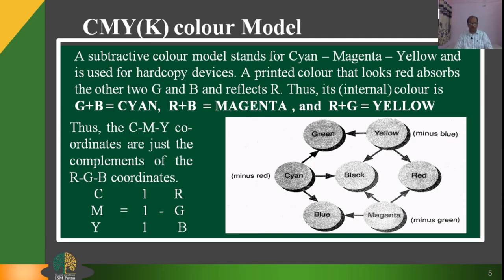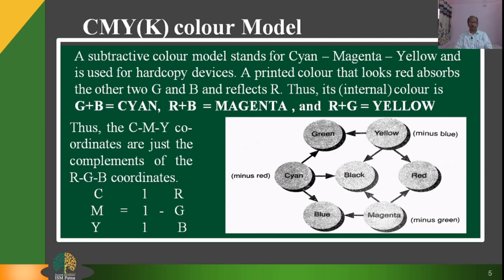The CMYK color model. This stands for cyan, magenta, yellow and is used for hard copy devices, I mean for printing purposes. In contrast to color on the monitor, the color in printing acts subtractive and not additive. A printed color that looks red absorbs the other two components, green and blue, and reflects red. Thus its internal color is green plus blue equal to cyan, red plus blue equal to magenta, red plus green equal to yellow. Thus the CMYK coordinates are just the complements of RGB coordinates.